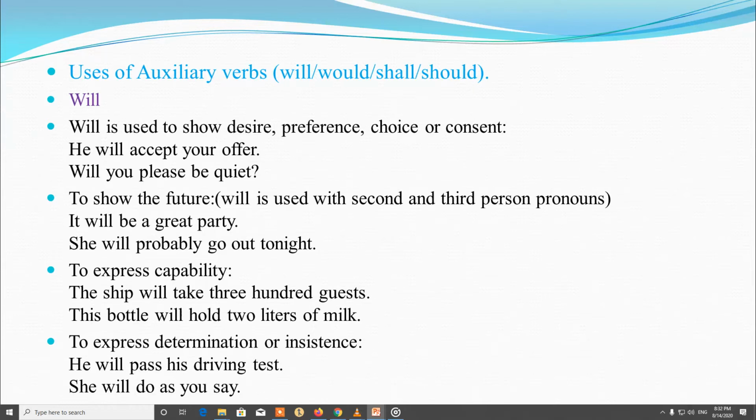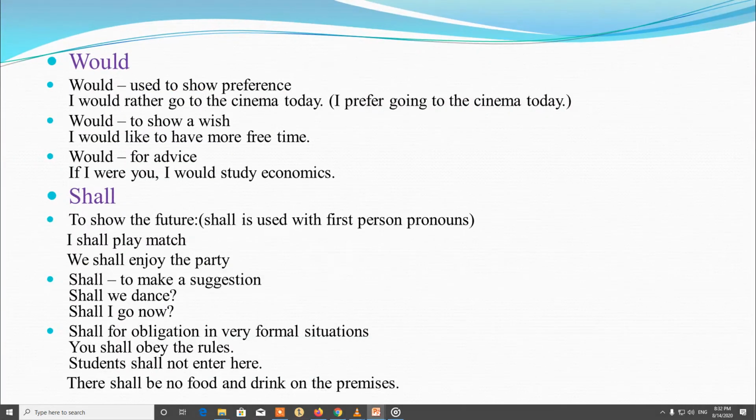Will is also used to express determination or insistence. For example, he will pass his driving test. She will do as you say. Okay, clear? Now come to the next one, that is would.